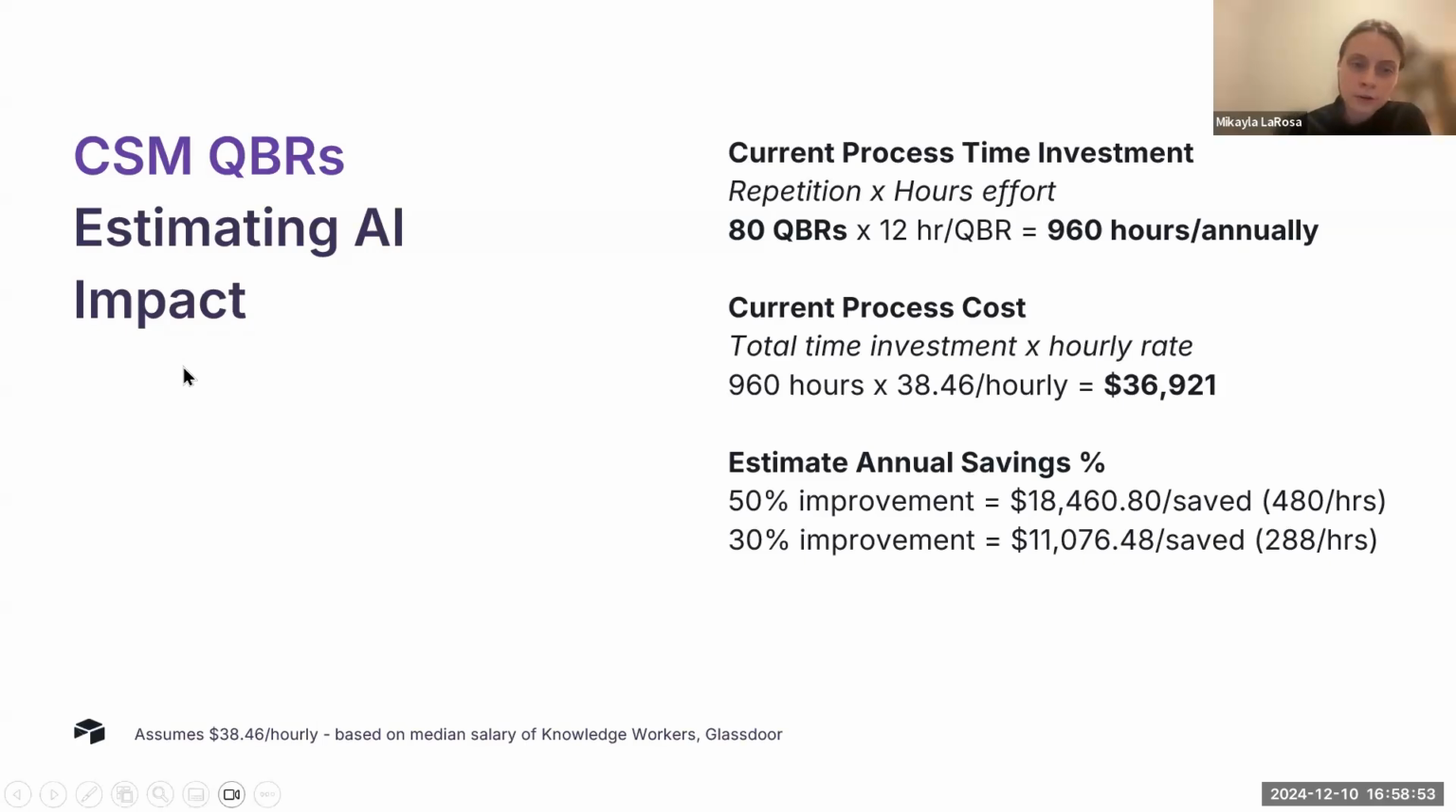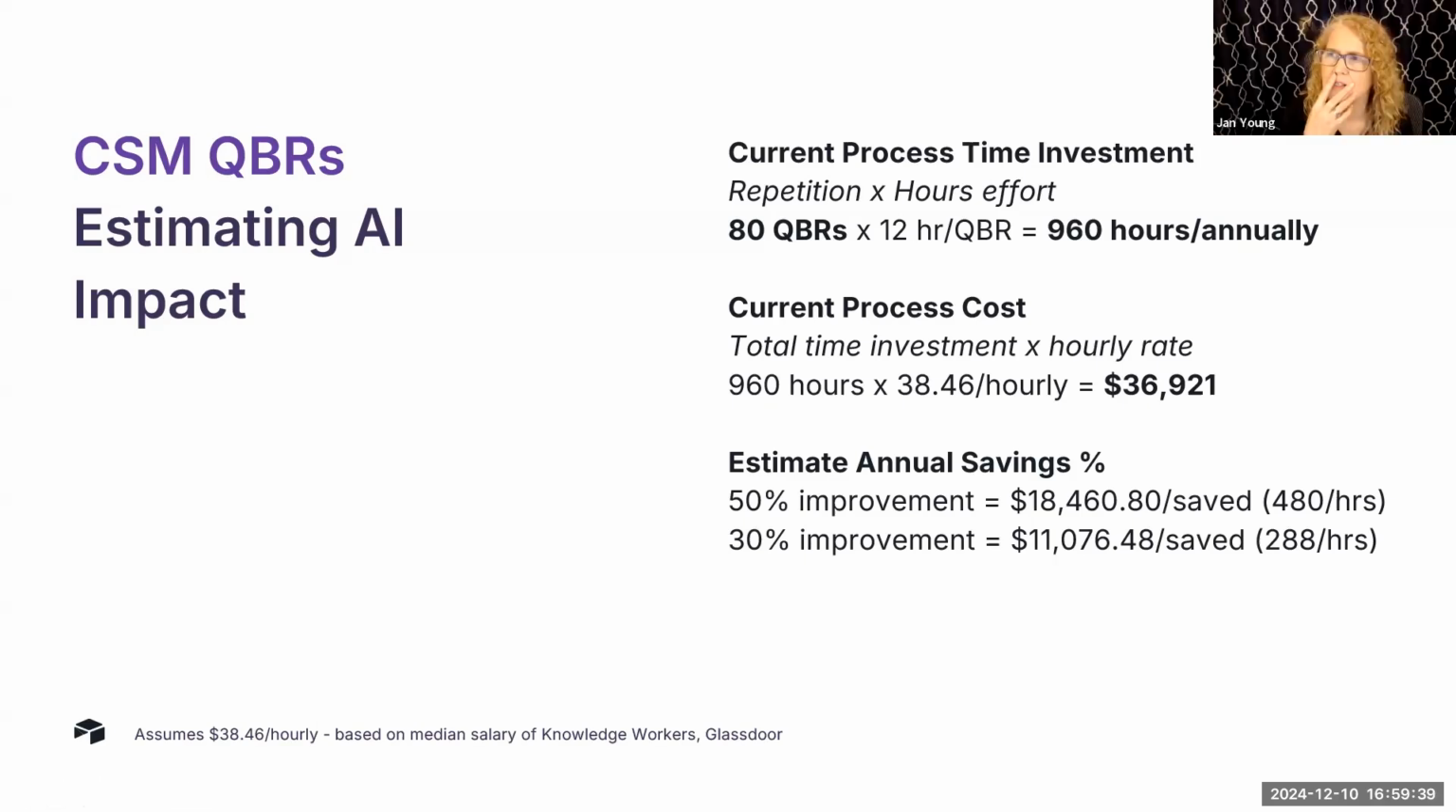What's also great, knowing that you could get 30 to 50% improvement, is that you can even estimate that impact to build the case to invest in AI. So we have those 80 QBRs. We know they take 12 hours per QBR. That's 960 hours annually that your team is pouring into this one process. If we multiply that by an hourly rate, this $38 is from Glassdoor. It's sort of the median hourly rate for knowledge workers. You could adjust this however you see fit.